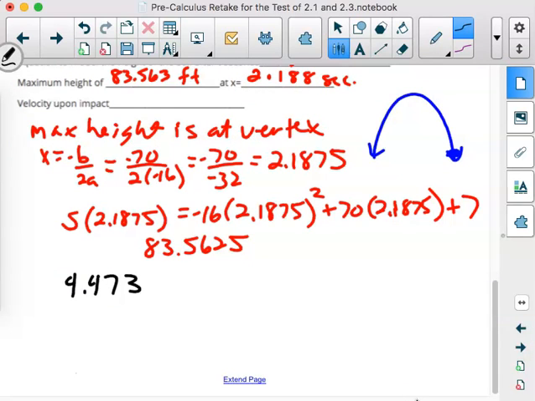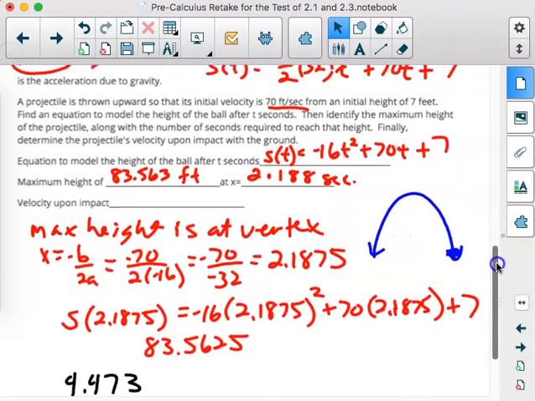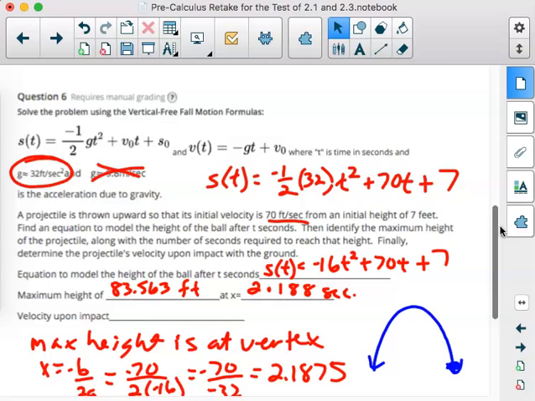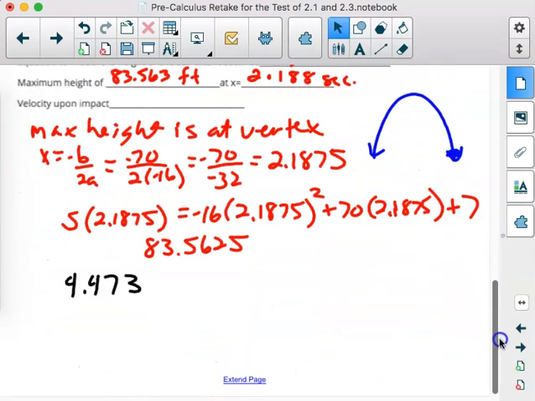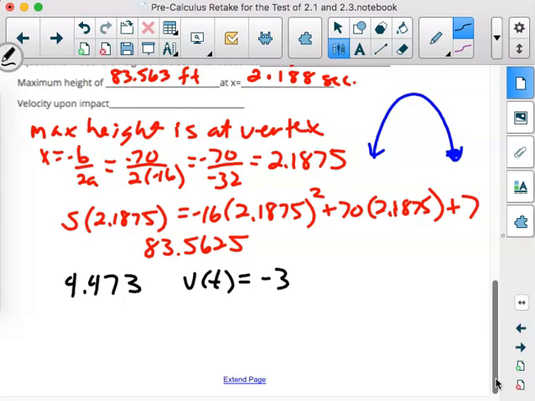And now we have to figure out the formula for the velocity. Well, way back up here, it says v of t equals negative gt plus v sub naught. We already know what gravity was. That was the 32. So negative 32t plus, we know the initial velocity. They told us that was 70. So our little formula, v of t, will equal negative 32t plus 70.